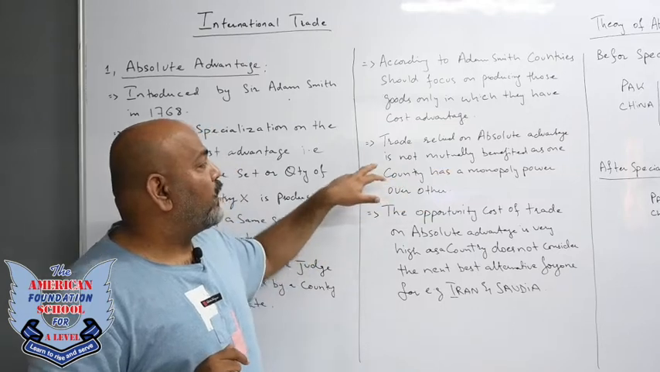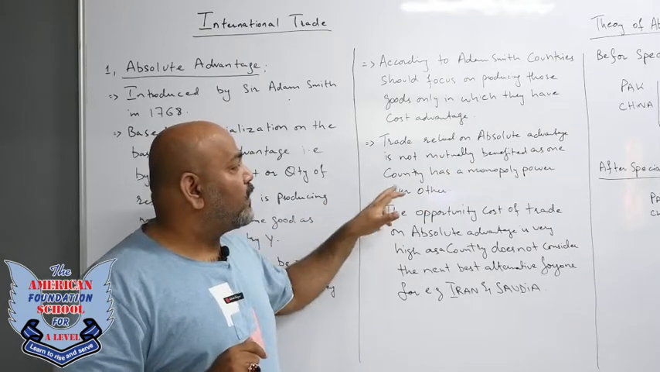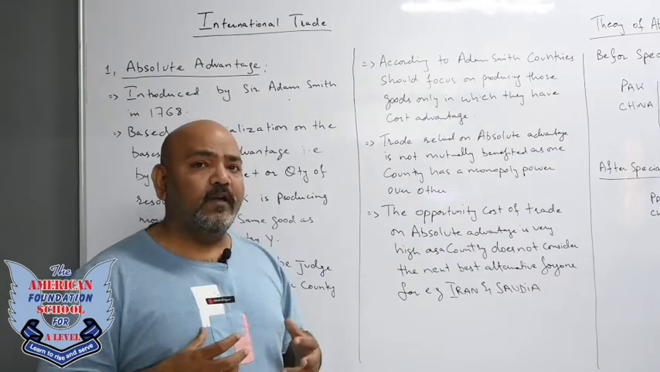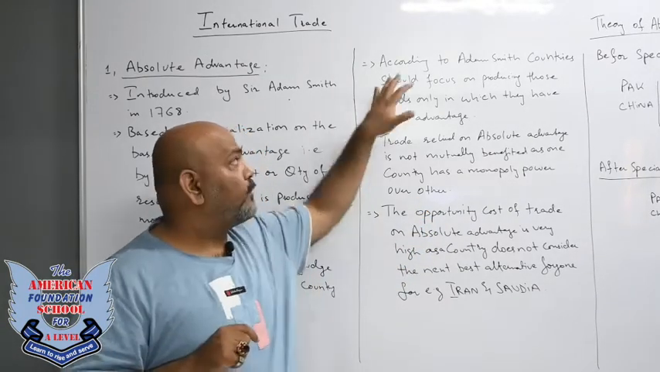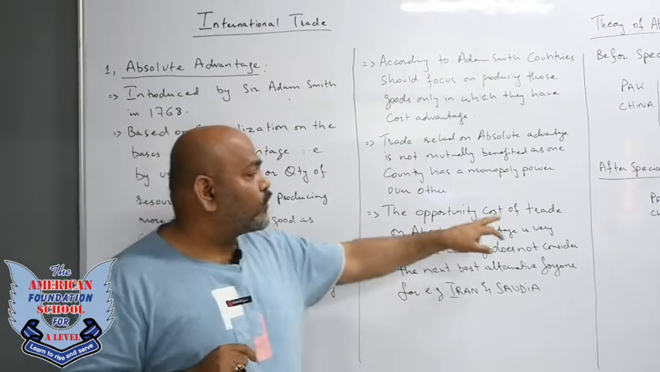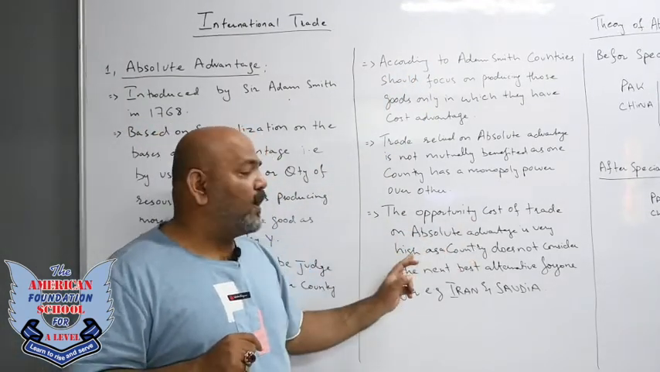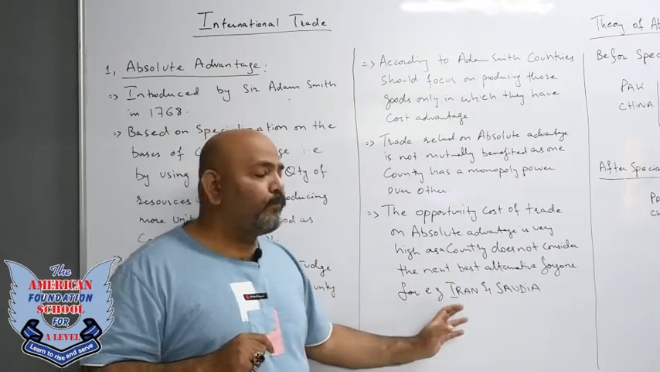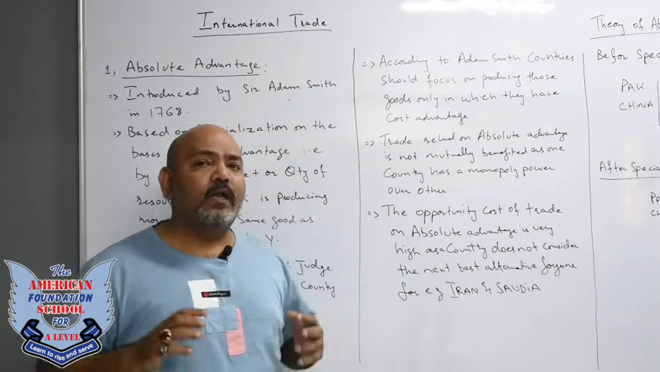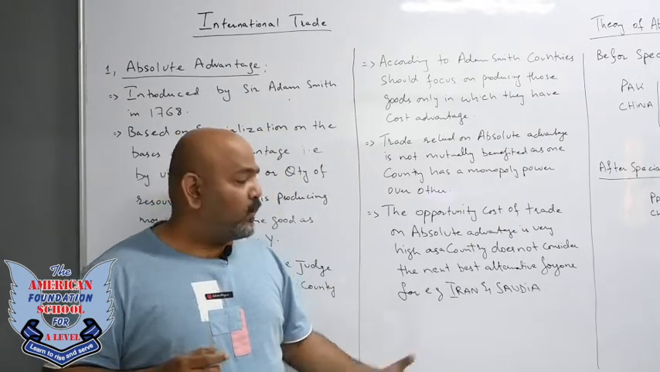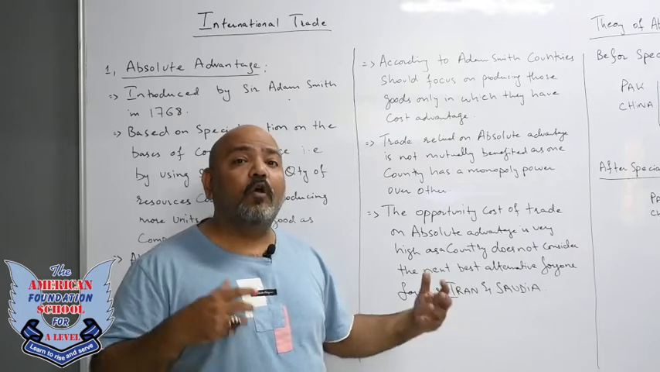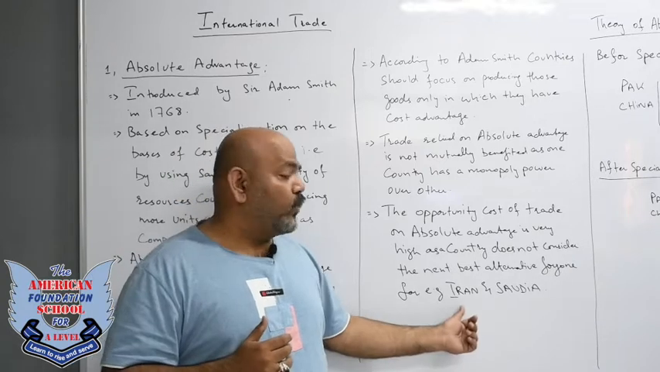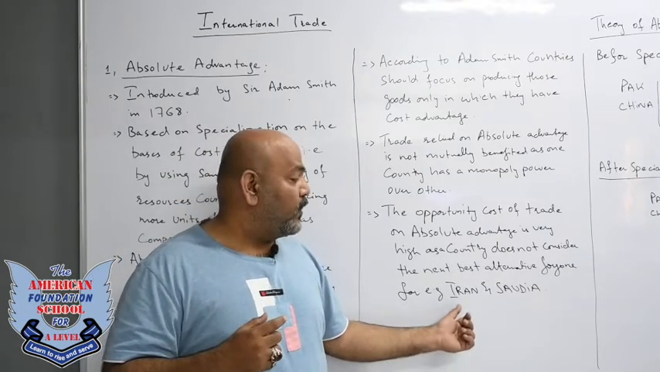Trade relying on absolute advantage is not mutually beneficial, as one country has a monopoly power over another, which means there is no mutual benefit in international trade if it is relying on absolute advantage. The opportunity cost of trade in absolute advantage is very high, as a country does not consider the next best alternative foregone. For example, Iran and Saudi. These two countries are enriched in natural resources, that is oil. They are focusing on producing oil and they are not considering what they have foregone in specializing on the basis of absolute advantage in producing oil.